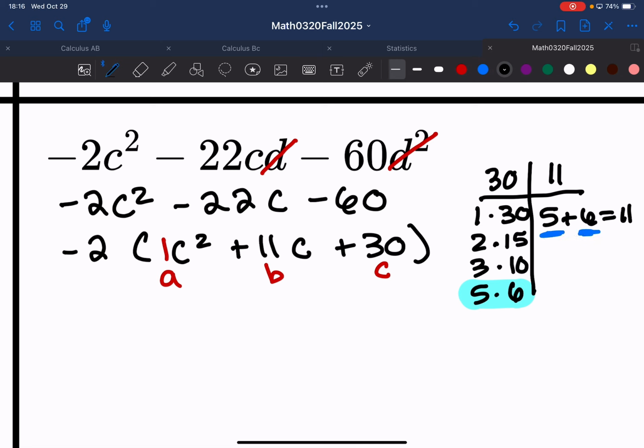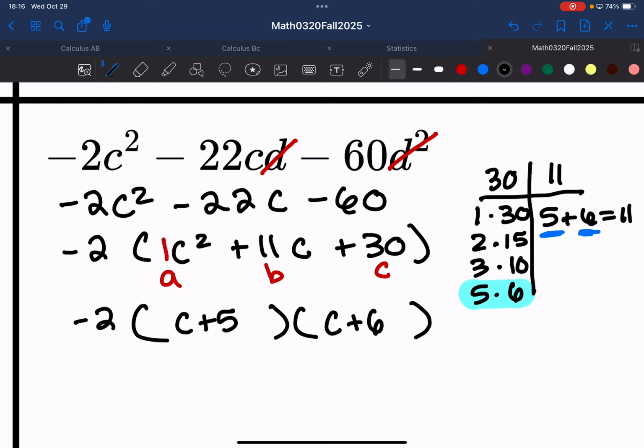So I bring down my GCF, that -2. I do my parentheses. And in the first parenthesis, what am I going to have? C plus 5. And then in the next parenthesis, C plus 6. Okay, and remember I said don't forget about the D's that we crossed off in the beginning. Well, the only thing you're going to do is bring them down and put them next to the numbers. And then that's your answer.